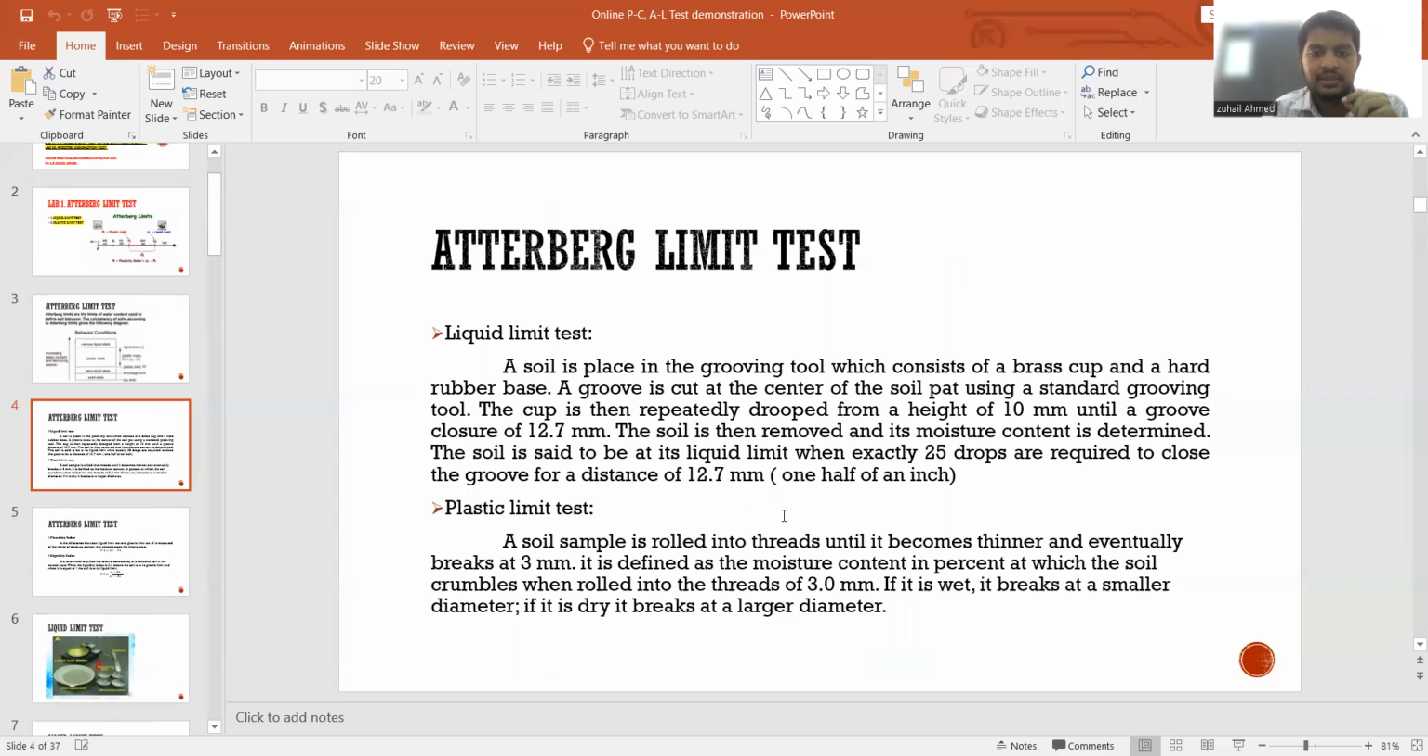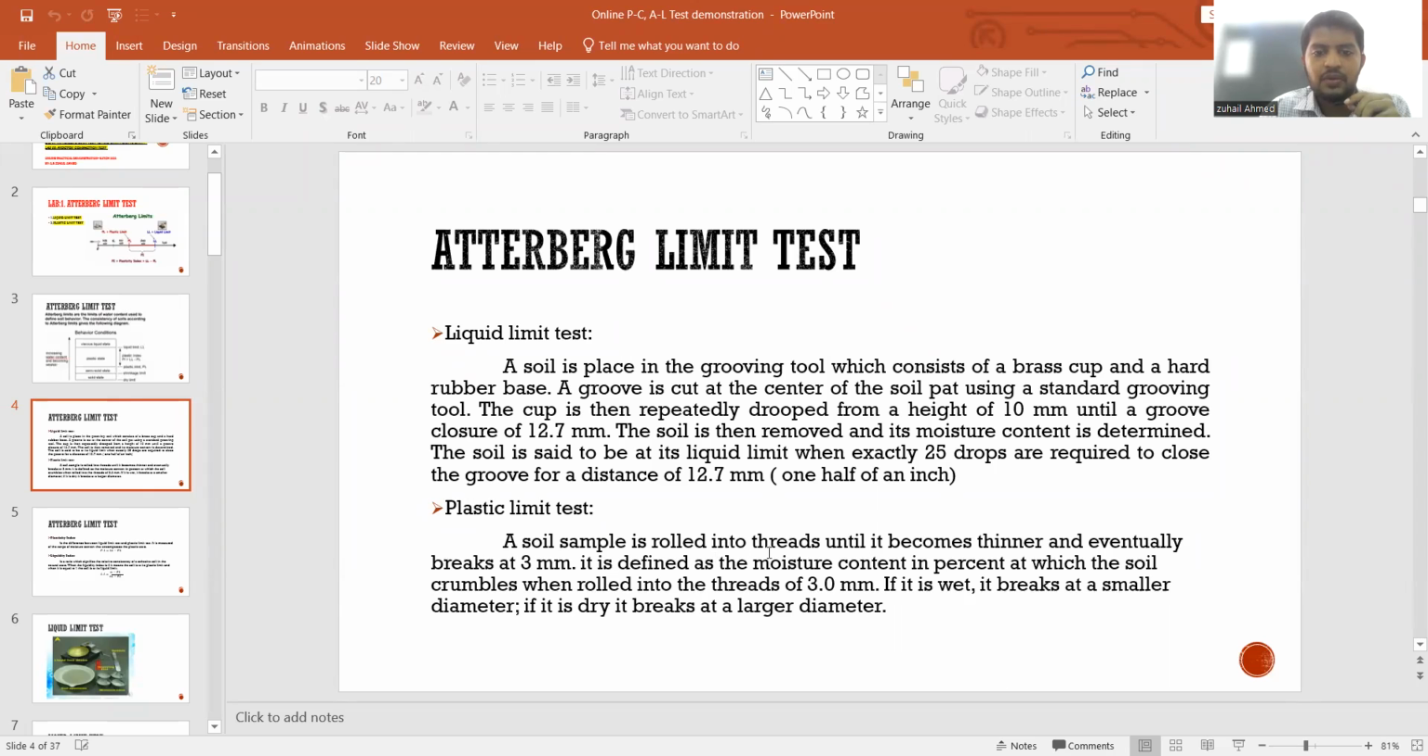Then we will see. The cup is dropped 10 millimeter until the groove closes to 12.7 millimeter. The soil is then removed, and you want to find the moisture content of that particular soil sample by keeping it for drying.